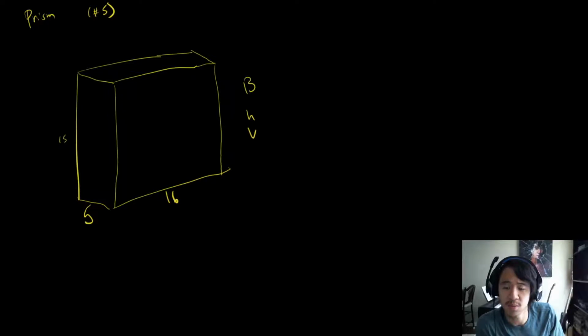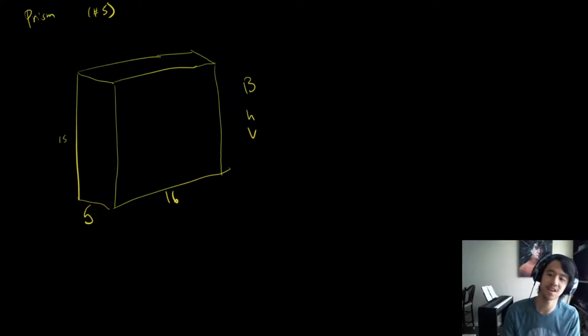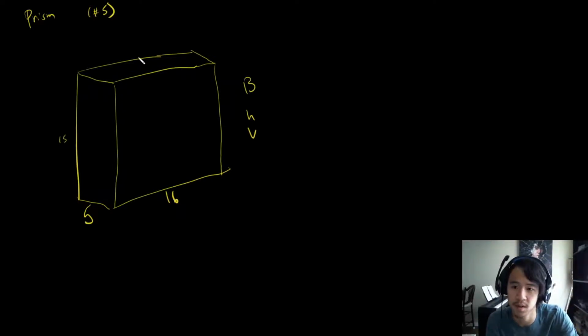All right, so here's number 5. We have a rectangular prism here. So it's going to be the same ordeal. We got the volume is equal to the area of the base times the height.